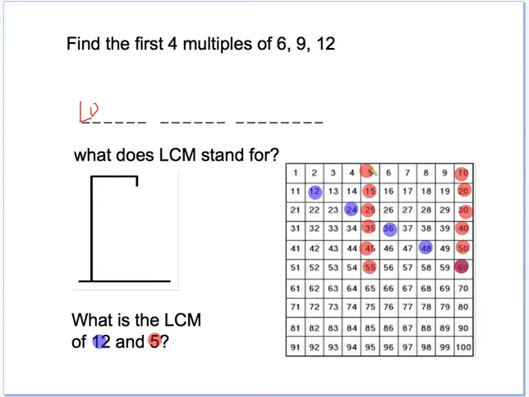You notice this 5 is red because it's a multiple of 5, but it is not a multiple of 12. 10, 20, 30, 40, and 50, all of those are multiples of 5, but they are not multiples of 12. The same thing goes here. 12 is blue, 24 is blue, 36 is blue, 48 is blue, because they're all multiples of 12, but they're not multiples of 5. 60 is the first time where you have a number that is both a multiple of 12 and 5. That's the lowest common multiple.